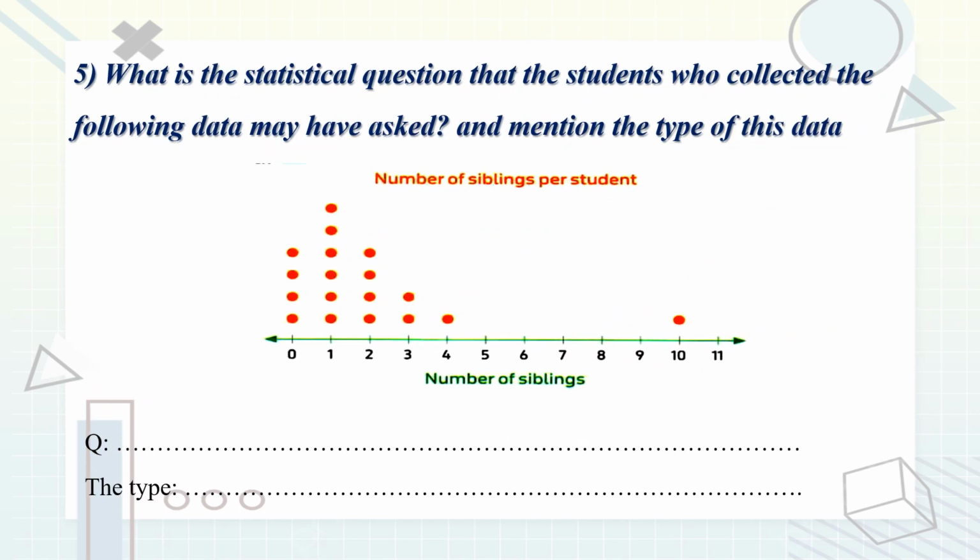Another exercise is about the number of siblings per student. This dot plot represents the number of siblings for each student. So guess the question which the students asked: how many siblings do you have? And the type of data we answer by is numerical data.